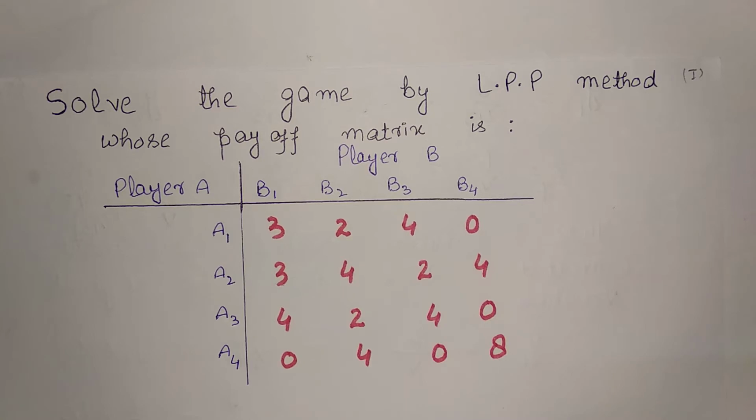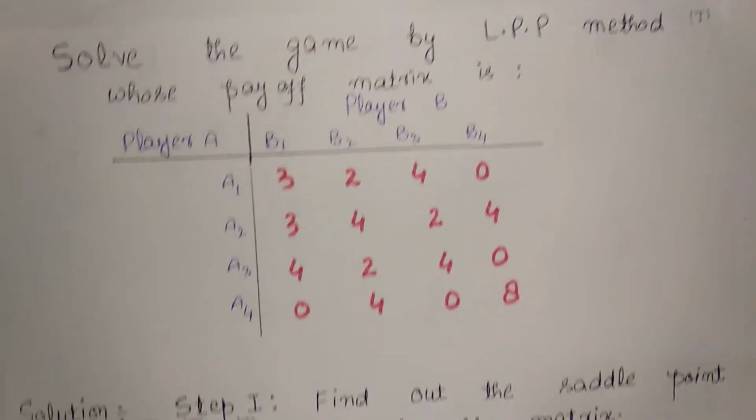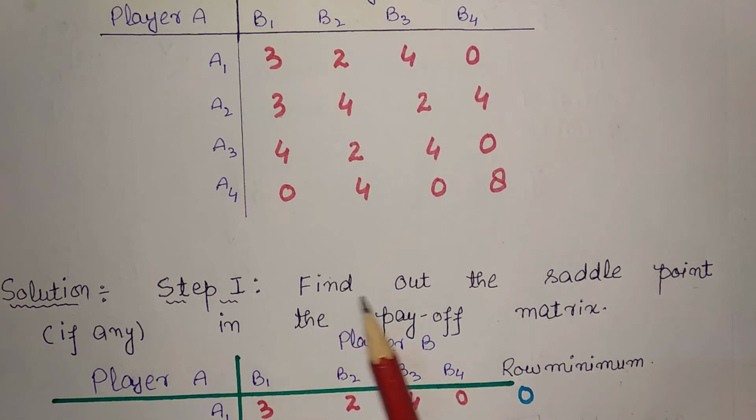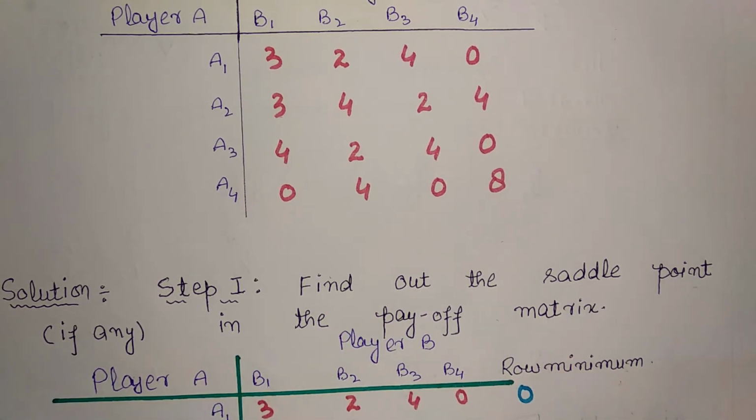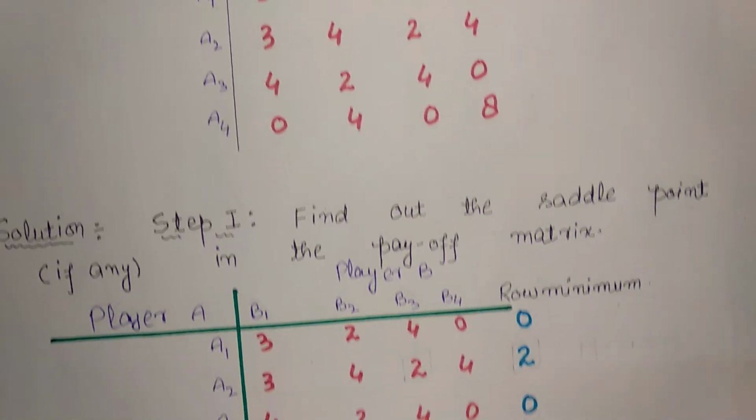Now let us start with the first step. Here the first step is to find out the saddle point, if any, in the payoff matrix. First of all, we will find out the saddle point, if any.